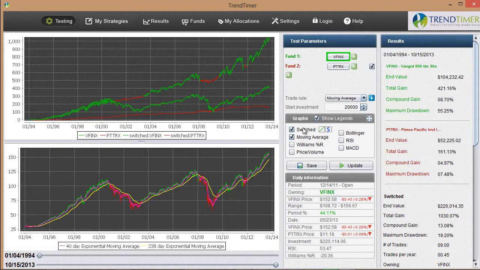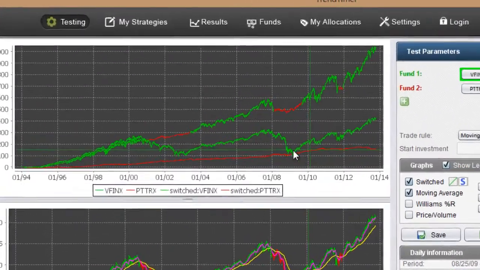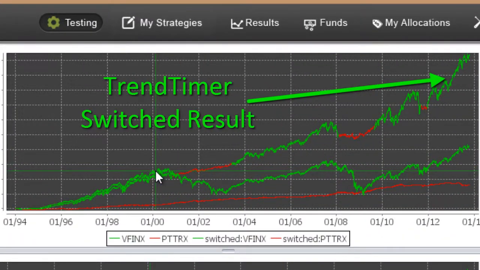So what do we have here? As you can see, we have the buy and hold for the S&P in green. We have the buy and hold for the bond fund in red. And then above this, we have this switched line. And this is what TrendTimer does. It helps you develop strategies to beat buy and hold.